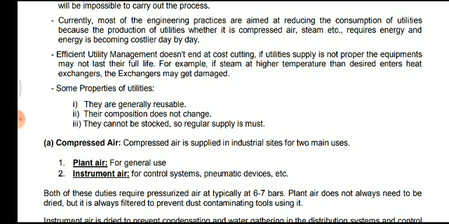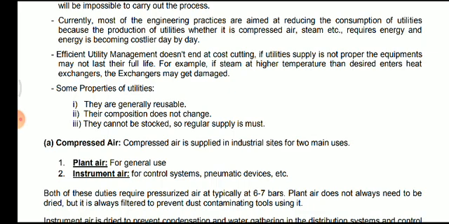For example, if steam at a higher temperature than desired enters a heat exchanger, the heat exchanger may be damaged. So this is the example. So the utility must be supplied properly.